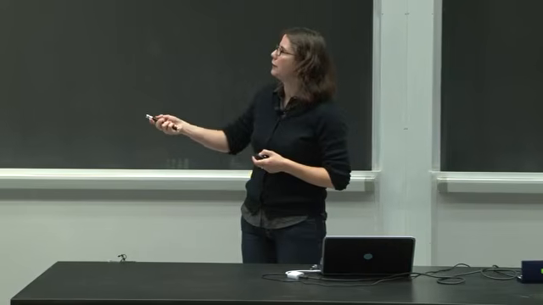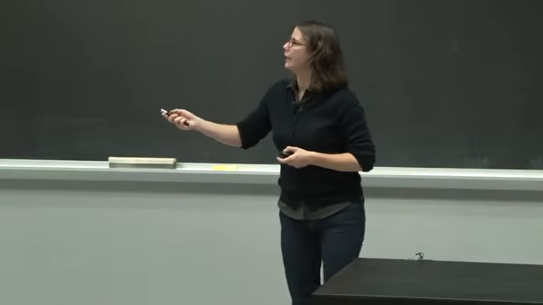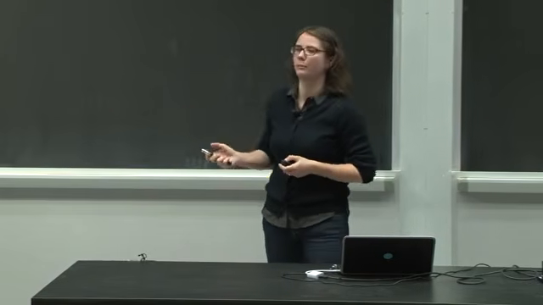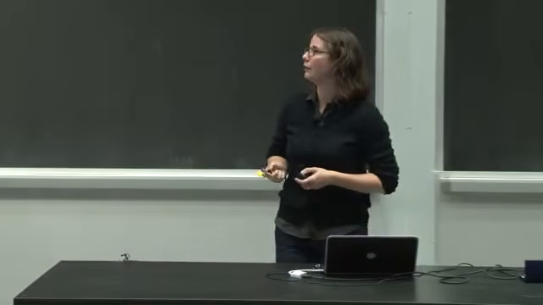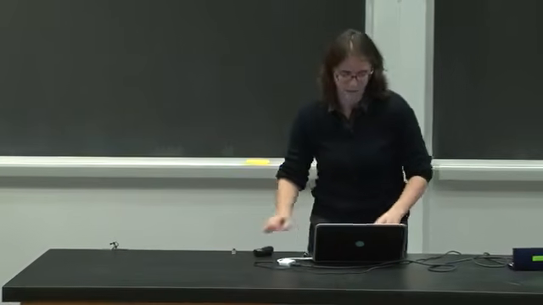So if I want to use random numbers in my code, I'm going to put this import random at the top of my code, which essentially brings in all of the methods from the random class. One of the methods being this random method. So random open close parentheses is a method from the random class. And this essentially gives me a number between 0 and 1, including 0, but not including 1. Okay? So this random number is going to help me write my method for speak, where, with 25% probability, it's either going to say I have homework, I need sleep, I should eat, or I'm watching TV. Okay? So student is going to say one of those 4 things. And the last thing I'm doing down here is overriding the str method.